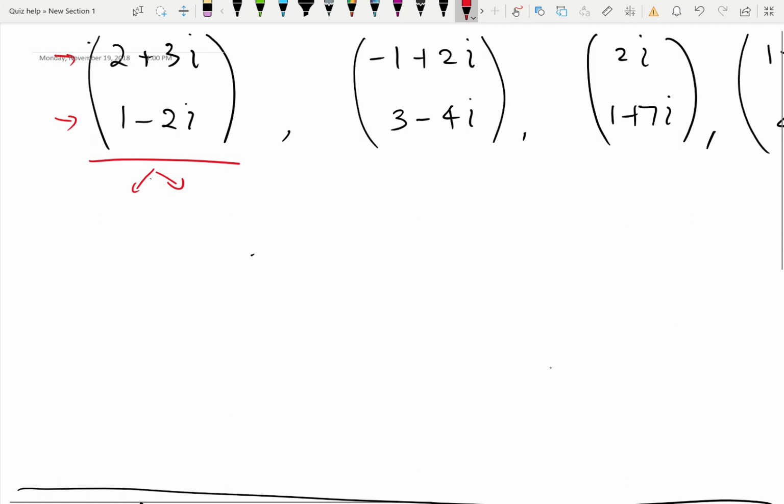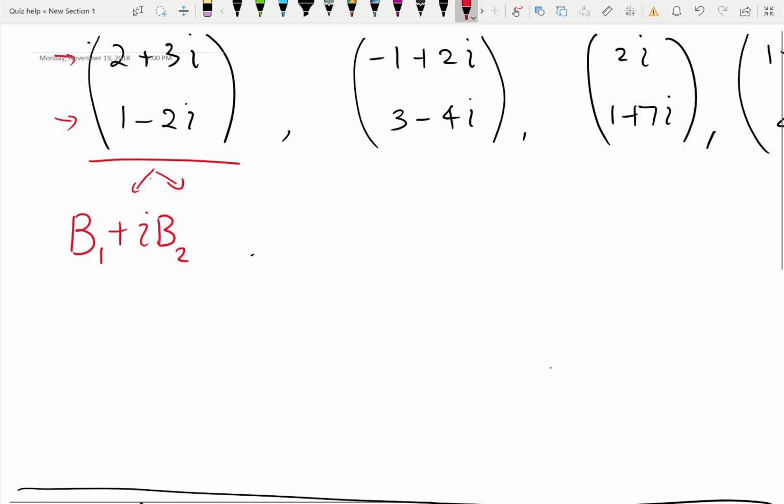So specifically, we give a new notation b1 plus ib2. Now, what does that mean? So, b1 means the real part of the eigenvector. b2 is the complex part of the eigenvector. Now, b1 and b2 are vectors themselves. Okay. So, let's see how we are going to do that.